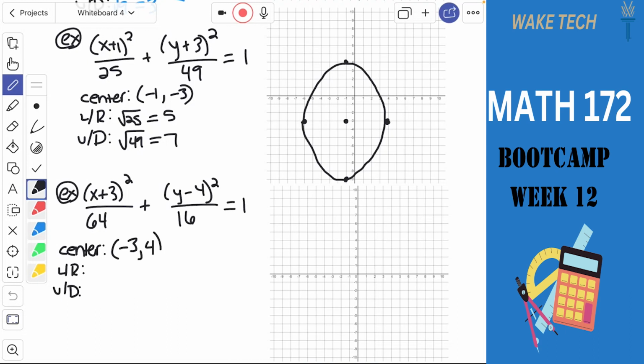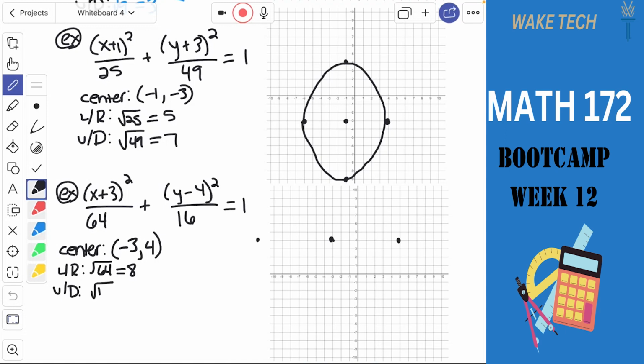So the opposite of the value with x and the opposite of the value with y give us the center. Yeah, I agree with all of those, Stephen. So -3, 4. I can follow these lines. -3, 4. Left, right, we'll use the square root of 64, which is 8. So 1, 2, 3, 4, 5, 6, 7, 8. And we'll be at -11 over here.